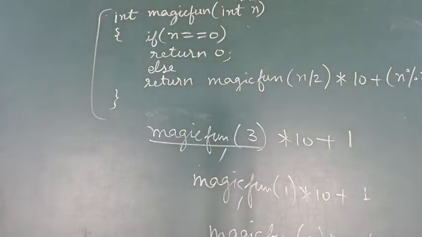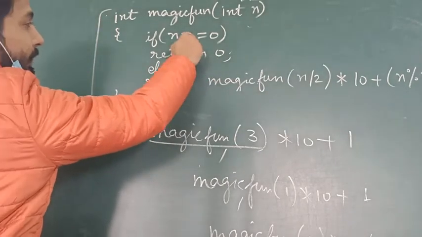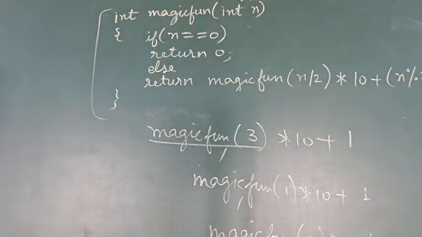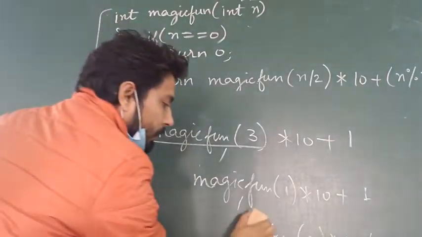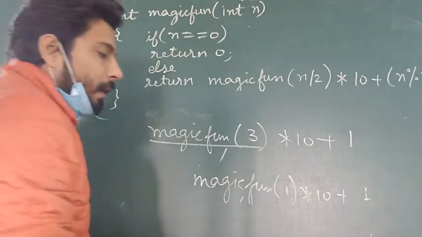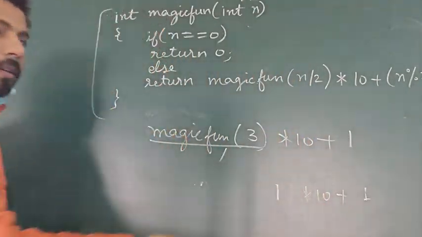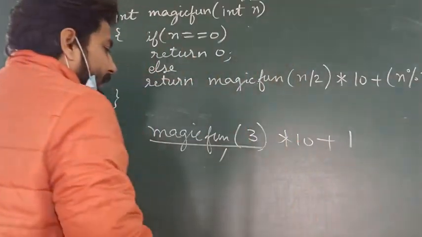Now what will go to magic 0? What did magic 0 return? 0. That means when n is 0, what value does it return? 0. So the value of magic 0 is 0. So 0 into 10 is 0, and 0 plus 1 is 1. So your magic 1 is 1. Now 1 into 10 plus 1 is 11. So magic 3 is 11.